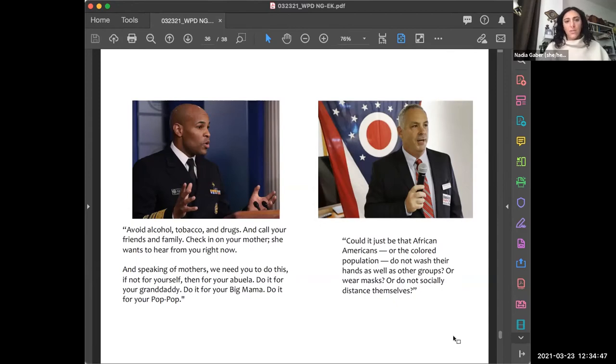And then you have the state senator, who's also a physician, who said, could it just be that African Americans or the colored population do not wash their hands as well as other groups, or don't wear masks, or don't socially distance themselves? So again, we do this work and we do this research because communities know that it's not at the individual level. It's not these behavioral explanations that tell us why there are disproportionate COVID rates, as much as politicians or others may want to rely on these kinds of old stereotypes to explain those disparities away. But there are structural disparities at every level, even in cities like Detroit, at the very fundamental level of access to clean water.